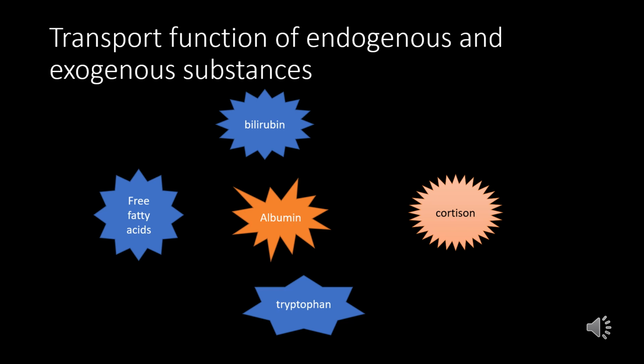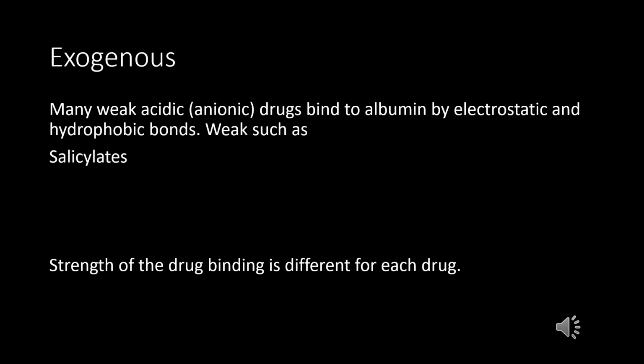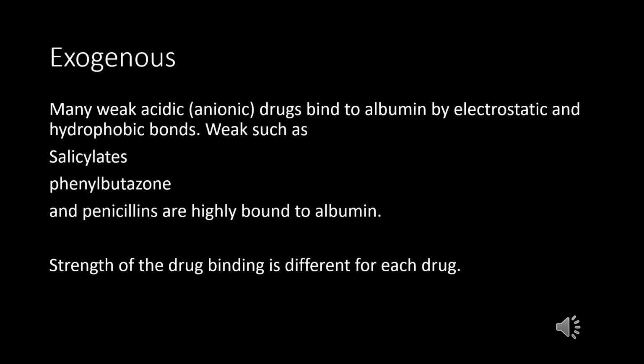Another important function of albumin is transport, as we know that the plasma proteins are involved in the transport of many endogenous and exogenous substances. So the endogenous substances which are transported by the albumins include bilirubin, cortisone, tryptophan, free fatty acids. Exogenous substances include the drugs.